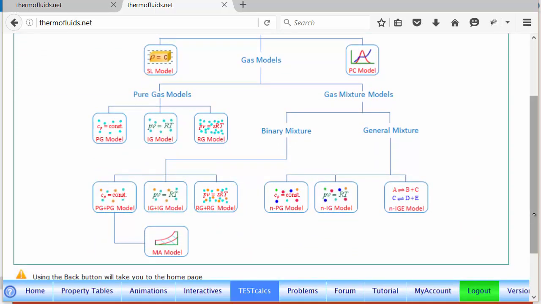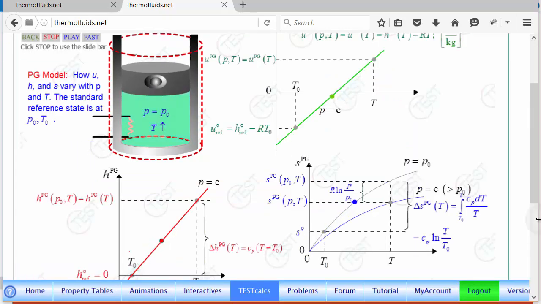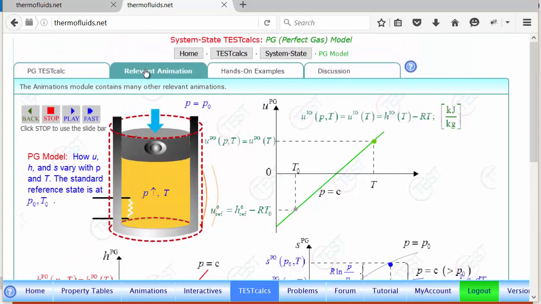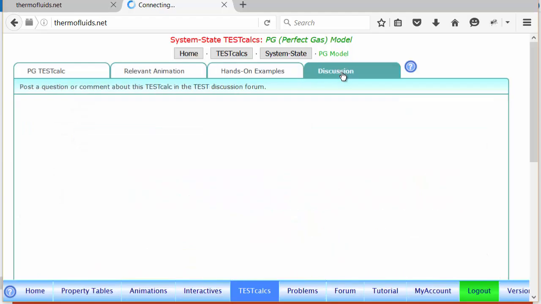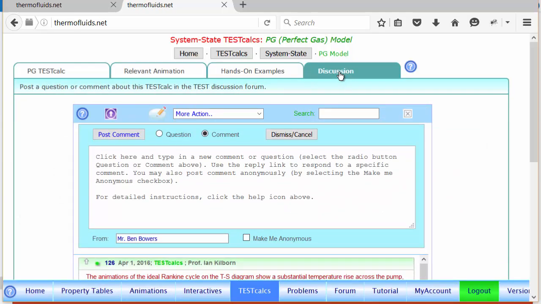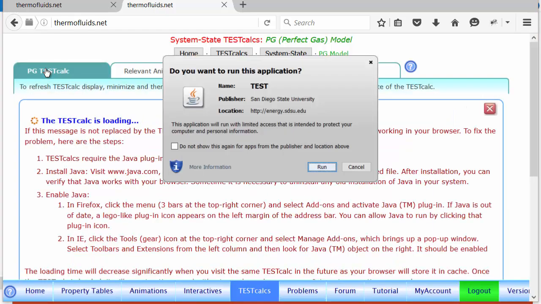models. Of course, in this particular problem, the problem asks us to use the PG model. There are several gas models, so we'll choose the PG model. Once we choose, actually it comes with the animation tab. Of course, there are some examples here. There's a discussion tab here. You can post a question or whatever you want. And this is the TESTcalc page.